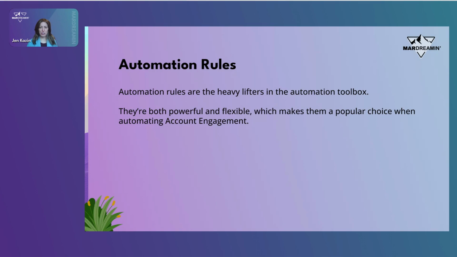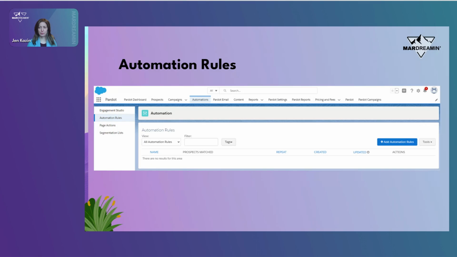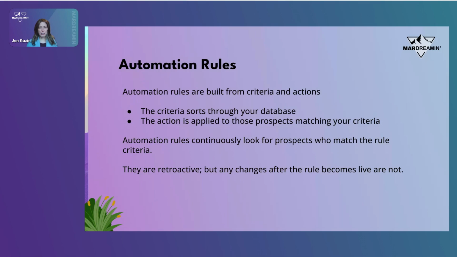So automation rules, they're like the heavy lifters in the automation toolbox in Account Engagement. They're more powerful and flexible, which makes them a popular choice when you're trying to do different types of automations. So here with automation rules, you go to the automation tab, and then you go to automation rules, and then you could choose add automation rule. So automation rules are built from criteria and actions.